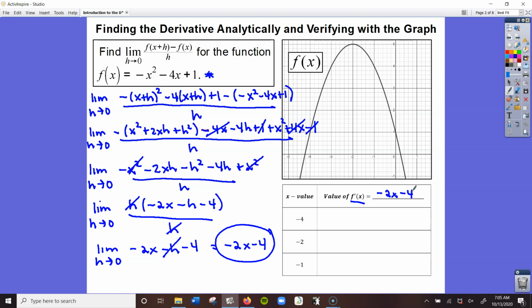Now the reason why my derivative is an actual equation is because if I were to go along this parabola here, it depends on the point that I land on. Let's say I want to find the slope of the tangent line at negative 4. If I plug in negative 4 into my f prime, I would get negative 2 times negative 4, which is a positive 8, minus 4 is 4. And when I come here to x equal to negative 4, let me just erase this here so we can see it.